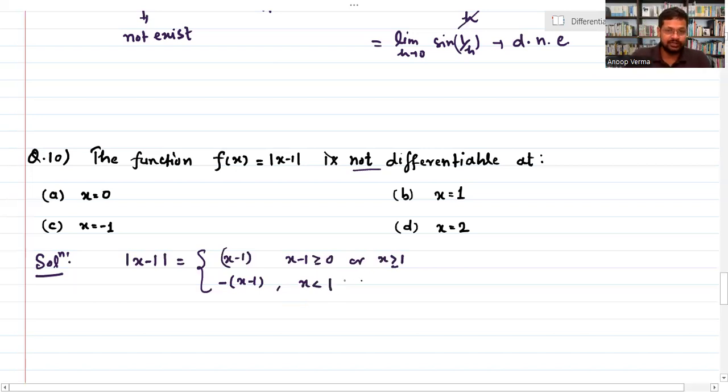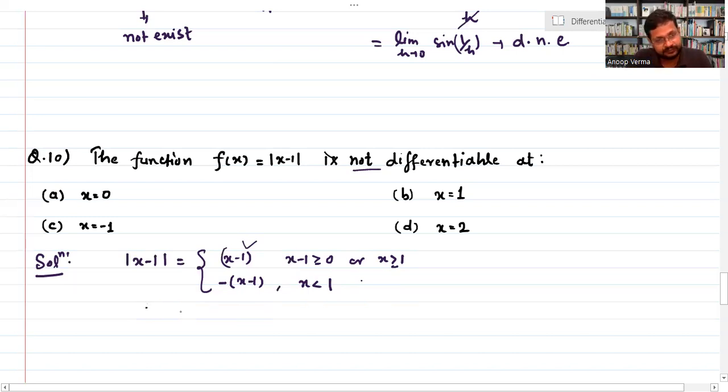Okay, so if you are taking any point more than 1, it will be differentiable. If you are taking any point less than 1, it will be differentiable. But we have to check at x equals 1. So at x equals 1, if we talk about the derivative.